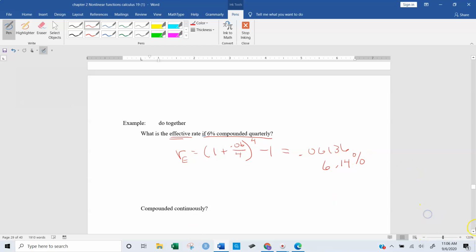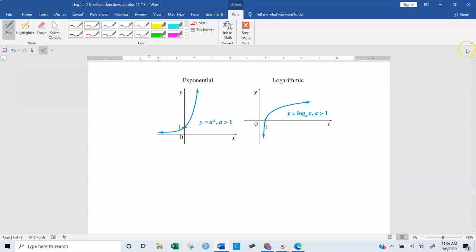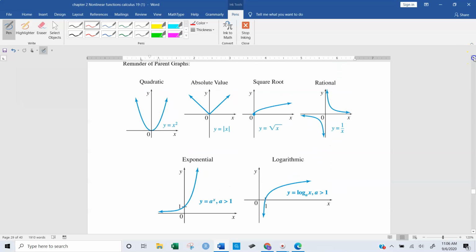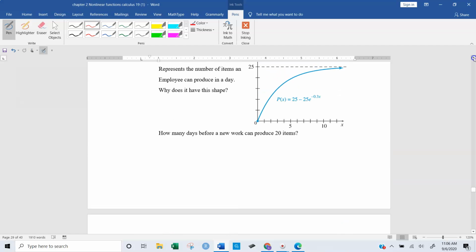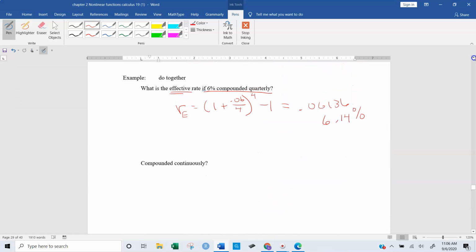Okay, compounded continuously. Now you're using your other formula. Compounded continuously, we want the effective rate again. Continuously is your e, so it's e to the 0.06 minus 1. That is equal to 0.06183. So your effective rate is 6.183%. So if you'll notice, it's only 0.04% higher.